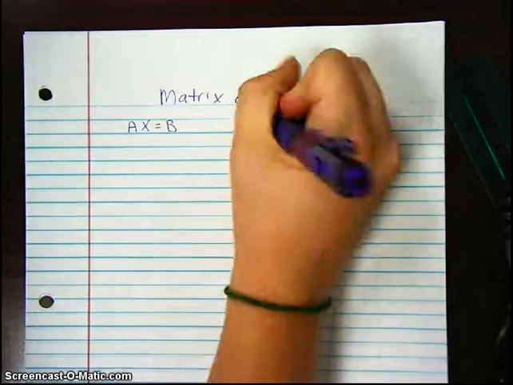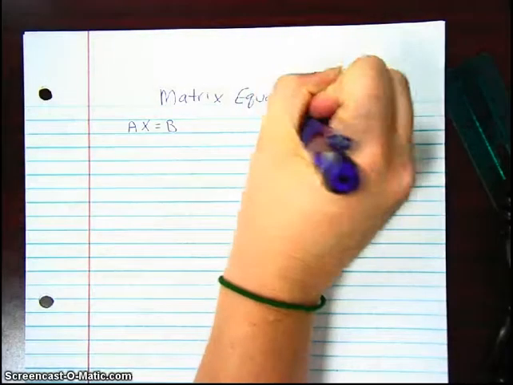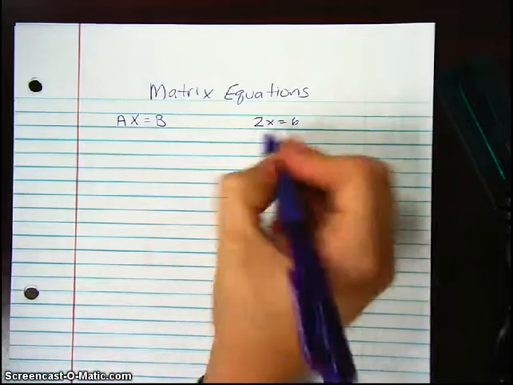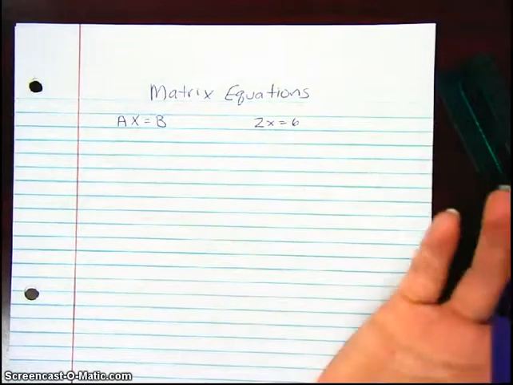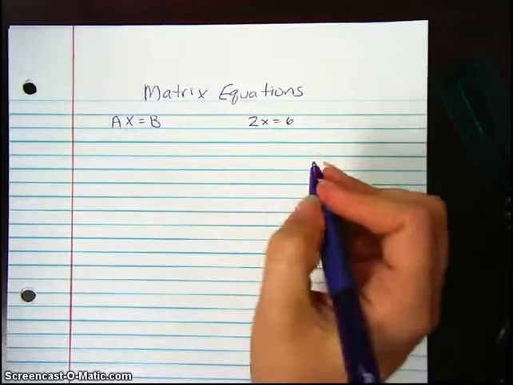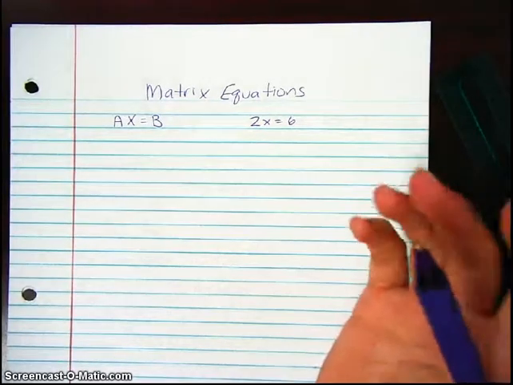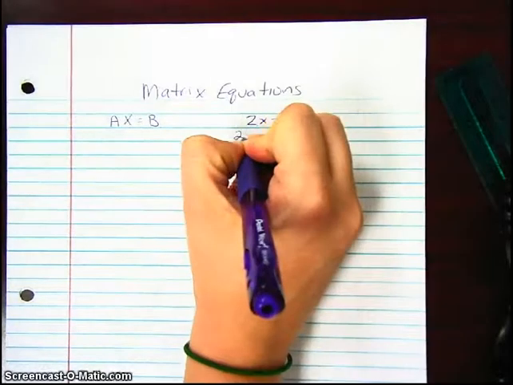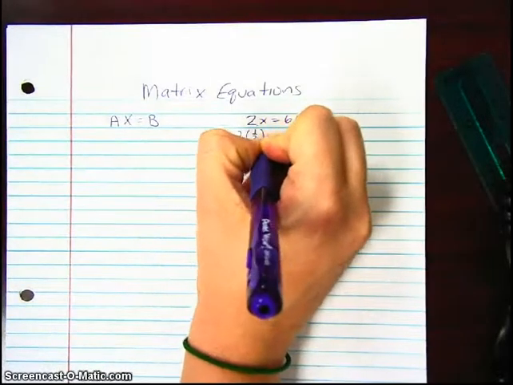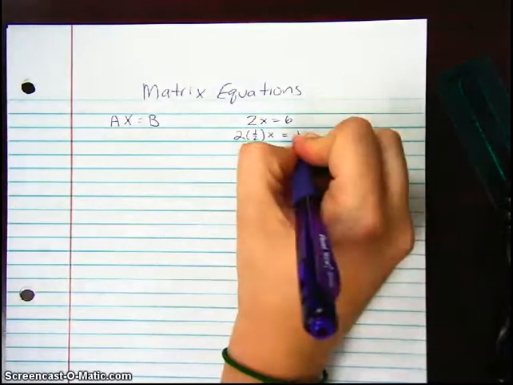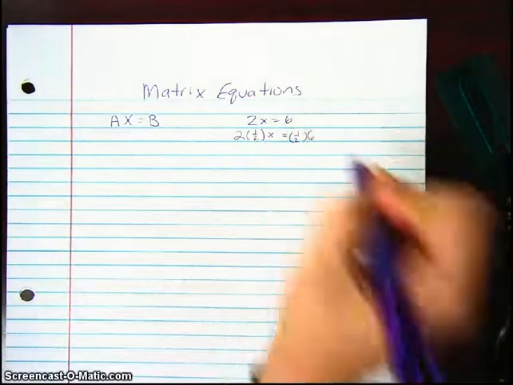If you think about when we have 2x equals 6, when we just have a basic algebra problem, in order to get x by itself, we would divide by 2. However, with matrices, we can't divide. We're going to have to use inverses. So instead of doing this, we're going to multiply by the inverse of 2. So we'll have 2 times the inverse of 2, which is 1/2, times x, equals that inverse times 6.